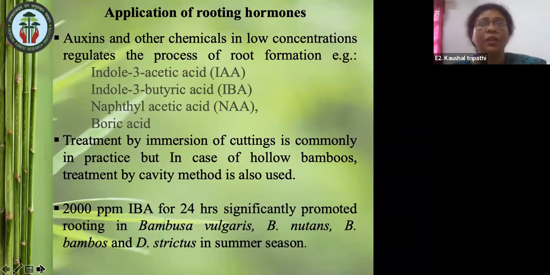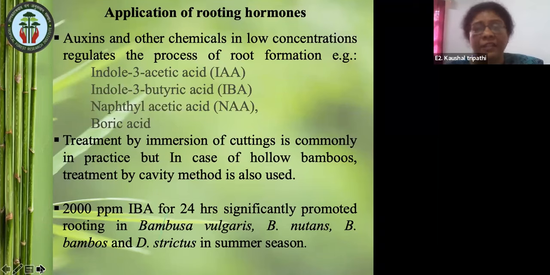Next slide, please. Now, coming to the application of rooting hormones, as I told you, for getting luxuriant growth in the cuttings, we need to apply some rooting hormones. Here we use auxins most commonly, and if auxins are not available for nursery personnel, they can use the commercial Rootex, but we here use auxins.